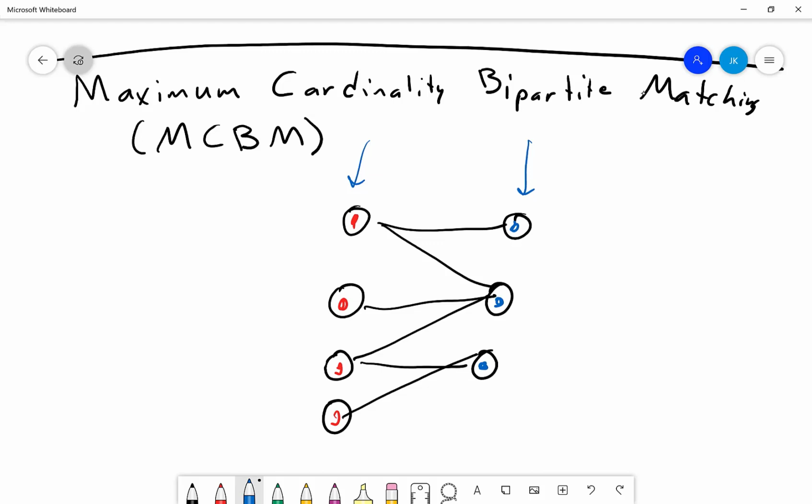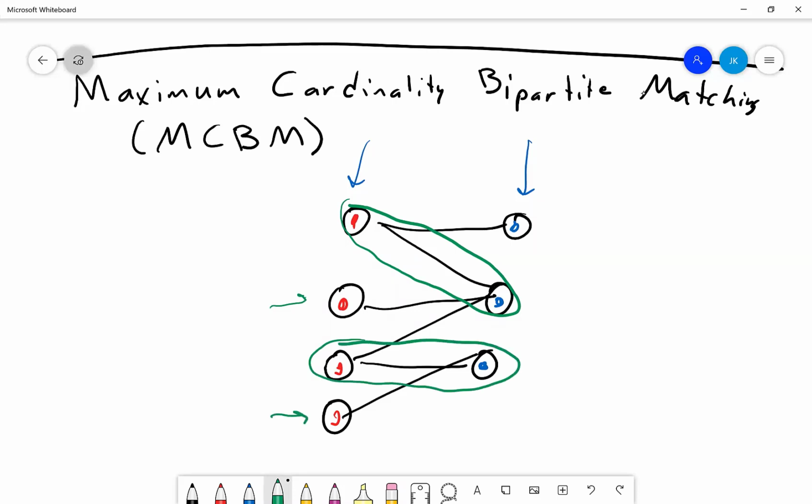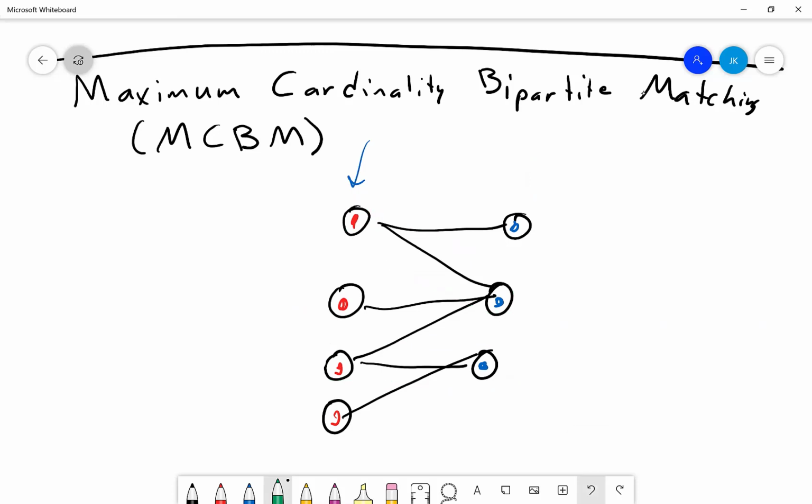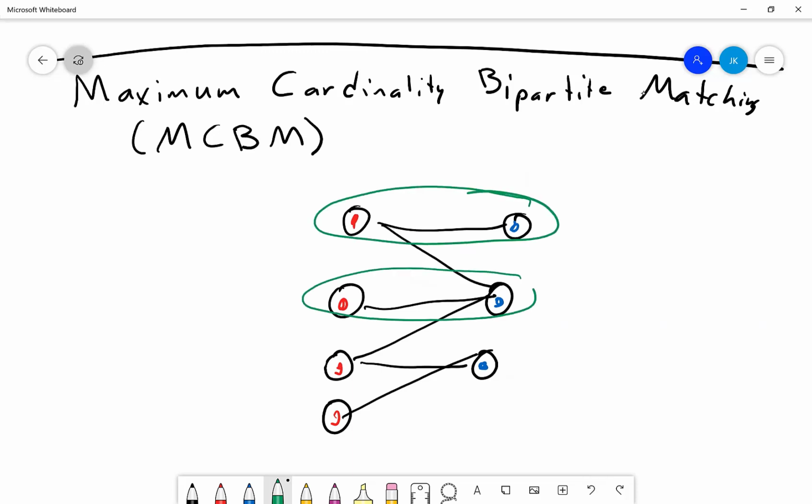To illustrate, imagine that I matched this red with this blue. Then I can't match anything with this one, and I might match that with that, and now I can't match anything with this, and now I'm done. I was only able to get two matches, but if you look at the diagram, it would have been possible to get three different matches. I could have matched that to that, that to that, and that to that. But if I chose badly at the beginning, I only got two.